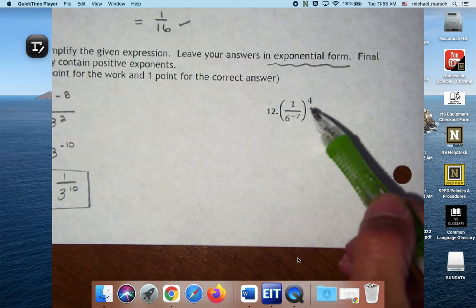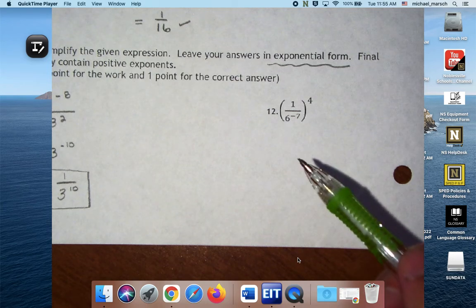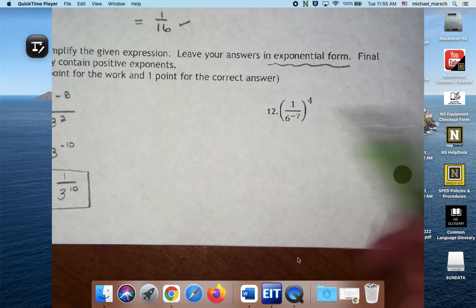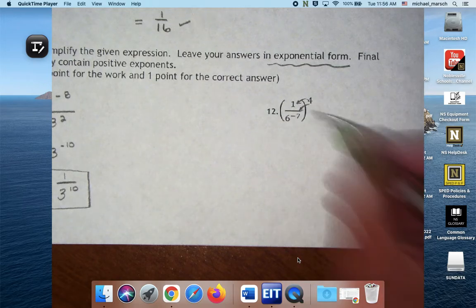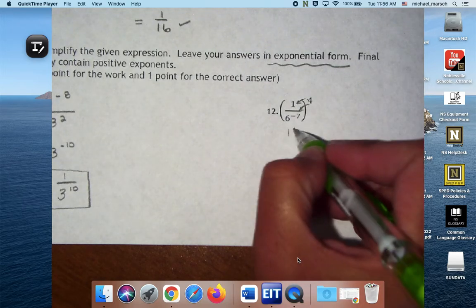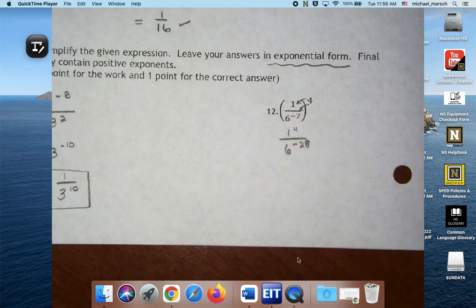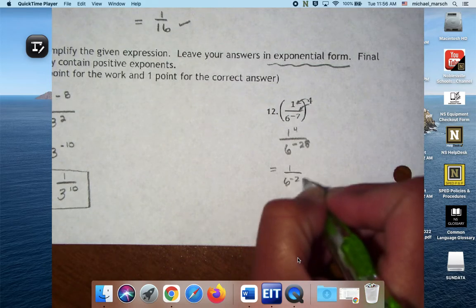I have this 4 out here. What do I need to do with it? Jillian, what should I do with that 4? Yep, I'm going to distribute to both of these values. So I'm going to get 1 to the 4th over 6 to the negative 28th. What's 1 times 1 times 1 times 1? 1. So my next step is just going to be 1 over 6 to the negative 28th.